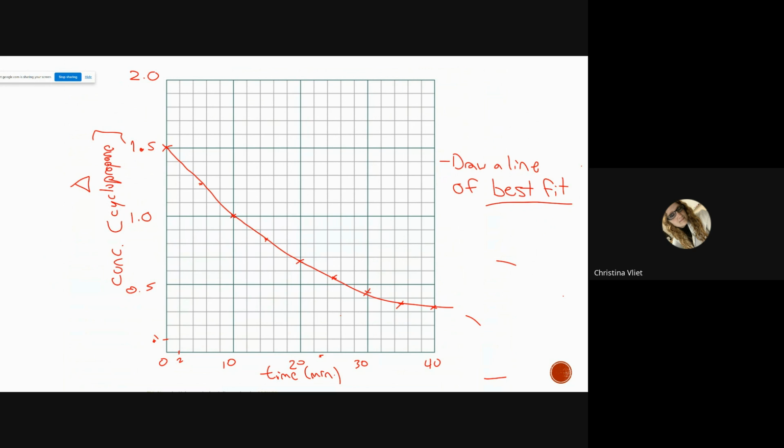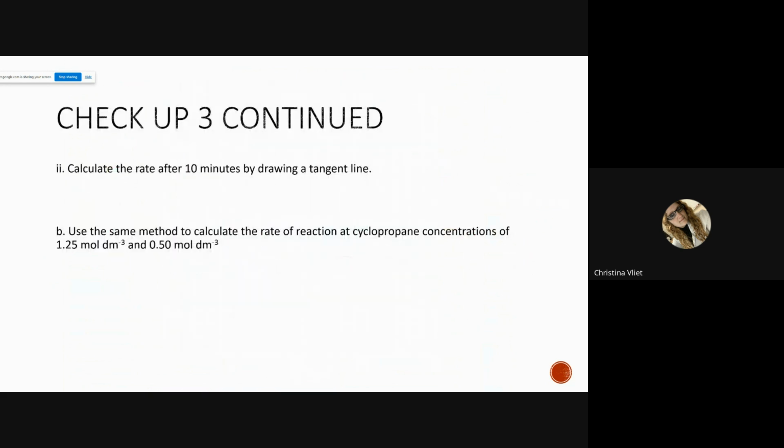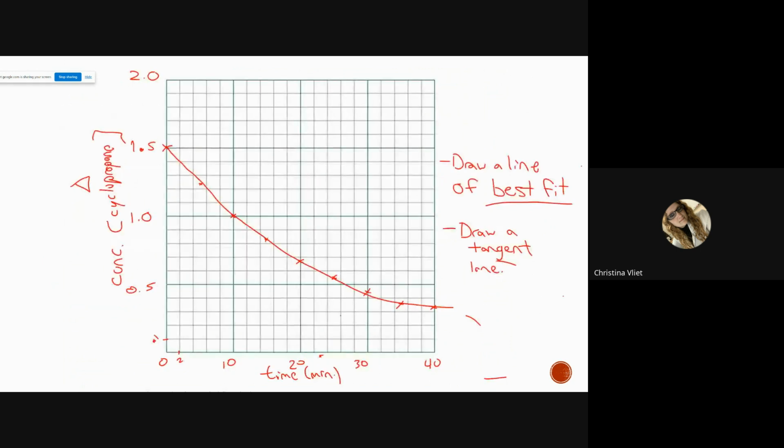Now, how do we draw the tangent line? We're going to take a look at the question. What does it say on the next slide? Calculate the rate at 10 minutes. So circle the number 10 minutes. We want the rate at exactly 10 minutes by drawing a tangent line. So now you get out your ruler. You go to 10 minutes. And this is what you need to do.